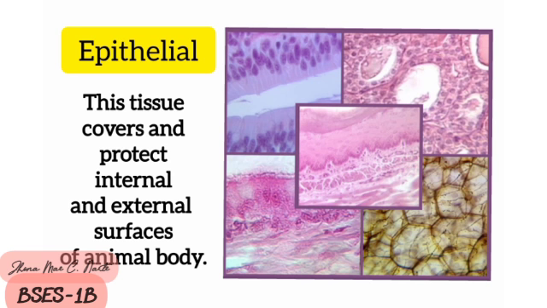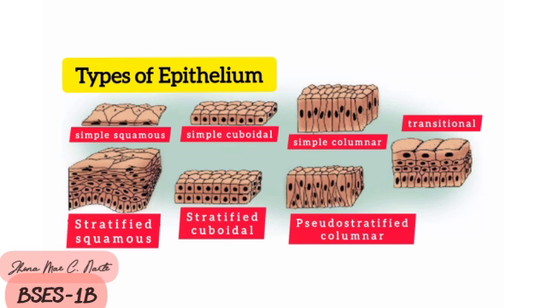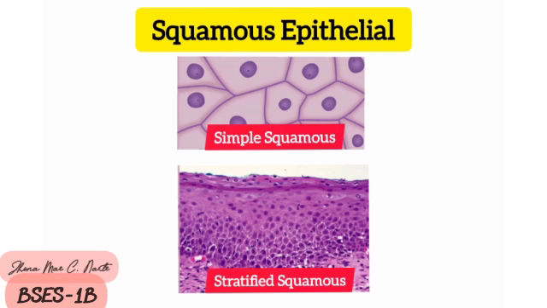This tissue covers and protects the internal and external surfaces of the animal body. Epithelial tissue is subdivided into simple squamous, stratified squamous, columnar, and composite epithelium based on the shape and function of their cells. The simple squamous epithelium is found in the lining of the alveoli and allows transport of small molecules across the membrane. It is extremely thin, flat, and single-layered.